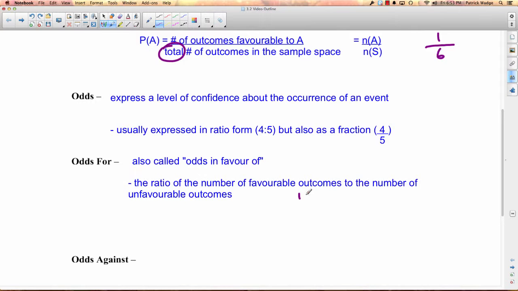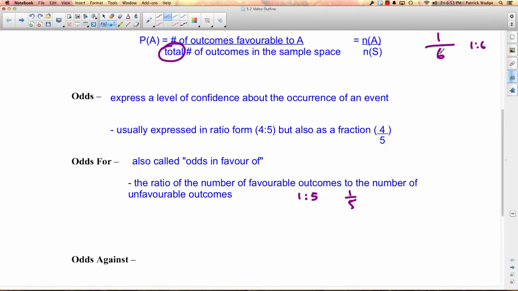So the odds for getting a 2 when you roll a die are 1 to 5. And if you look, that's different because there we had 1 over 6, or 1 to 6 if you want. Here we had 1 to 5, or 1 over 5. Probability 1 to 6. Odds 1 to 5.